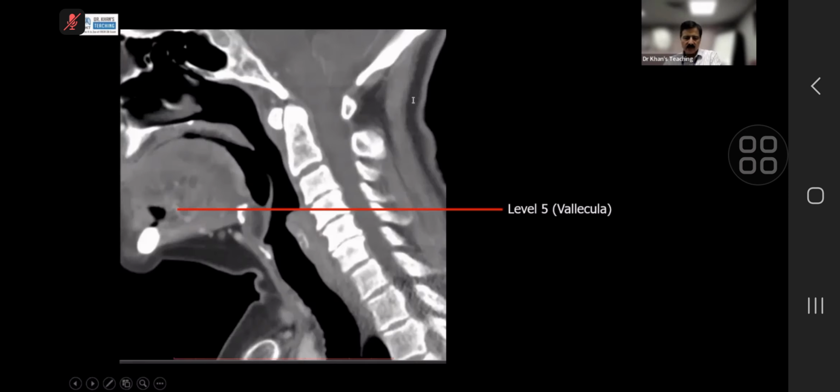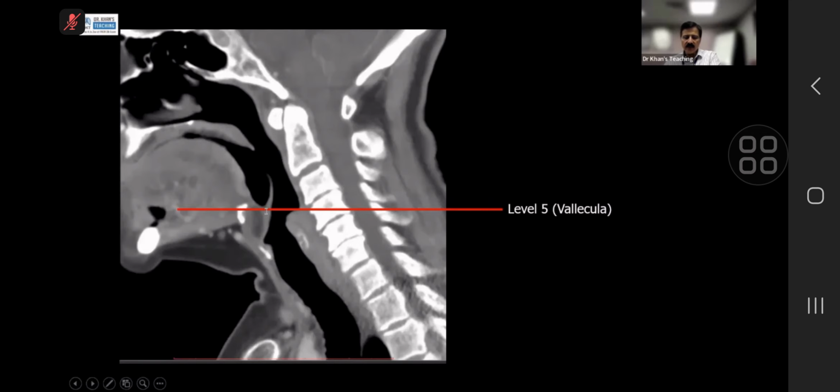Next slice, level 5. Now what has happened? This is the valleculi, or the vallecula. There is right and left valleculi. That is the level. So what happens is that the epiglottis here is connected to the hyoid bone.